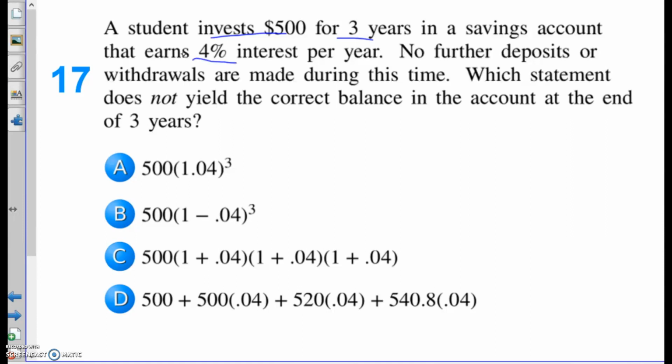Which statement does not? That's huge. They love these. Which of the following is false, or which is not true, or which is incorrect? So which of the following statements does not yield the correct balance in the account at the end of 3 years?